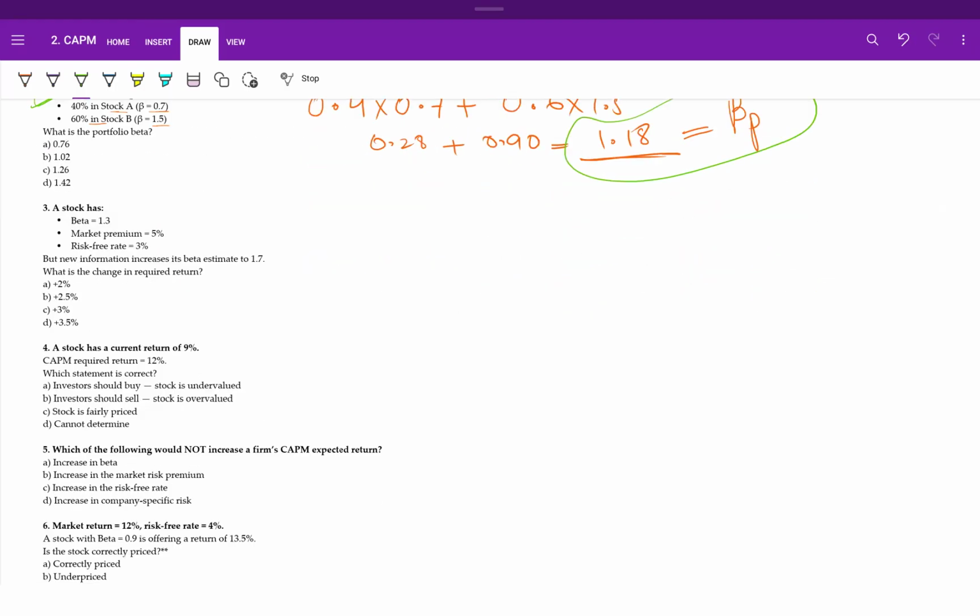A stock has a beta of 1.3, the market premium is 5, and the risk-free rate is 3. So the risk-free rate is 3%, the market premium is 5%, and the beta is 1.3, not percent. So 3 plus 6.5 is 9.5%.